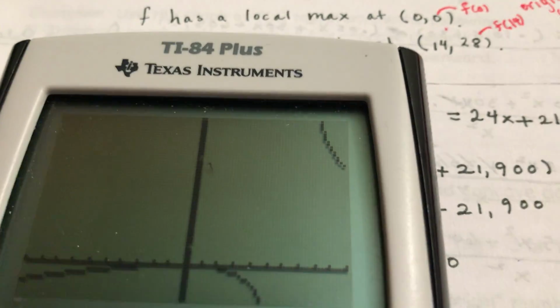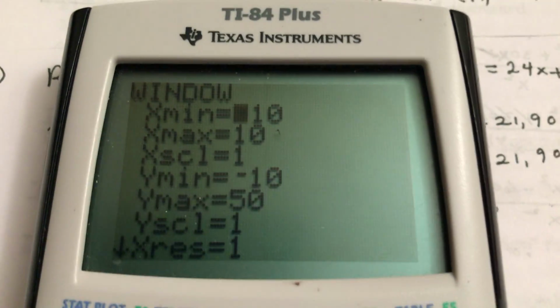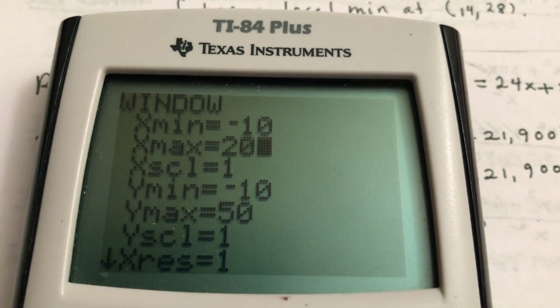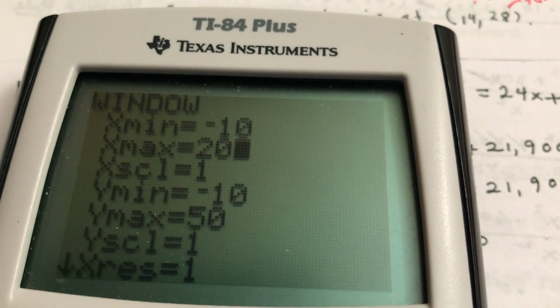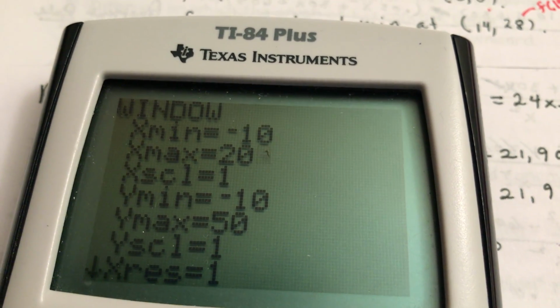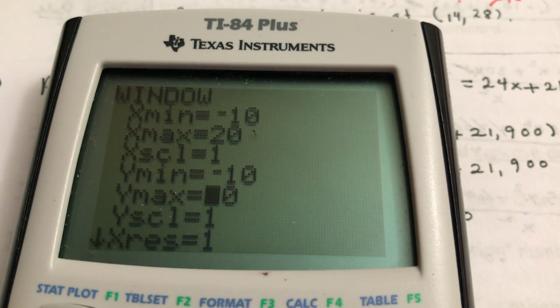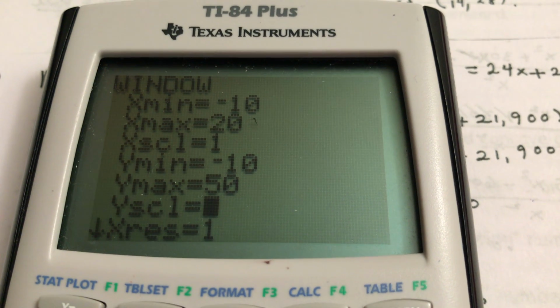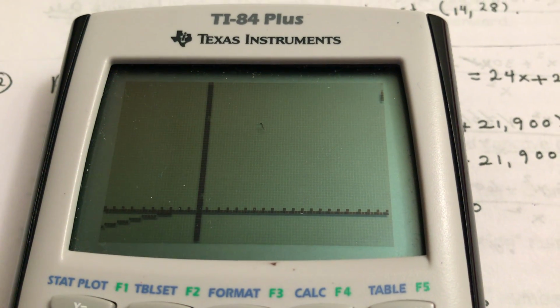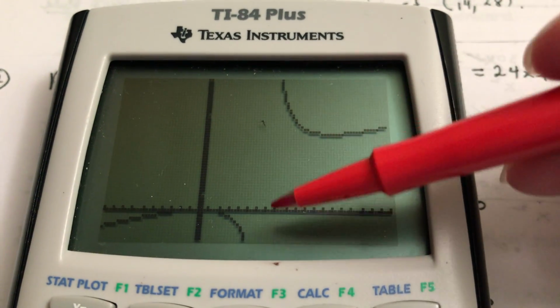Why would I go farther? Because this is about 14 that we're talking about in the x-axis. So my window, let's go to 20. All right, so my x-min was negative 10, x-max 20, and you can change your scale if you want. Negative 10 to 10 to 50 here, and then graph, just to get an idea. Yeah, and there's a vertical asymptote going on here.